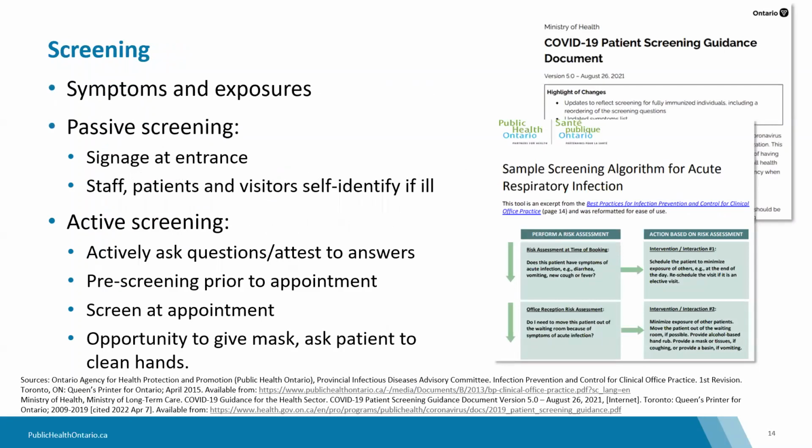So screening. Screening is performed in general to identify symptoms and exposures. And there's two different kinds of screening: passive or active. And don't forget, we're screening not just for COVID, but other infections too, like gastrointestinal infections that could come into your office and spread very quickly. And what screening does is really help you identify strategies that can decrease the risk of transmission to others, right?